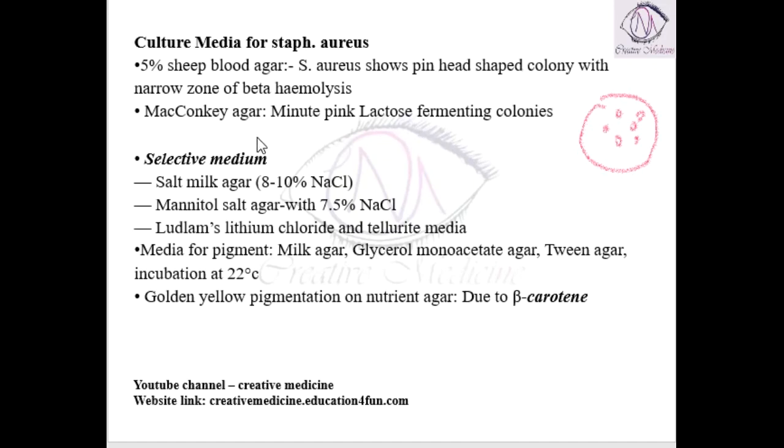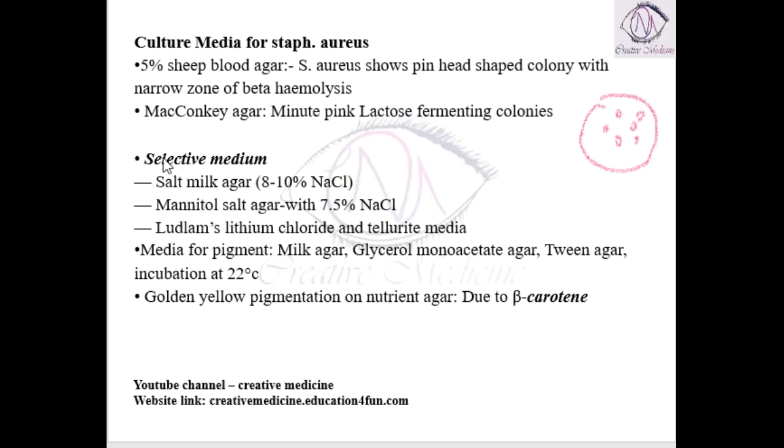Then we have selective media also. The selective media for Staphylococcus aureus are: salt milk agar, which contains 8 to 10% sodium chloride; mannitol salt agar with 7.5% sodium chloride; and Ludlam's lithium chloride or tellurite media. We can use these three media: salt milk agar, mannitol salt agar, and Ludlam's lithium chloride and tellurite media.